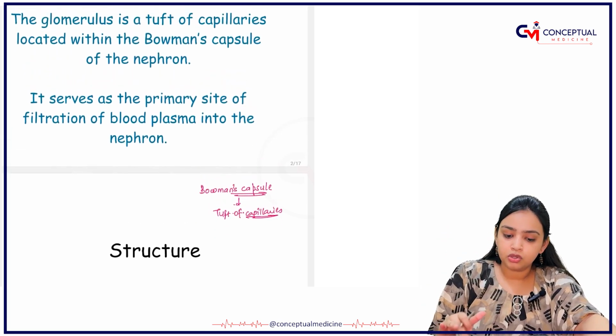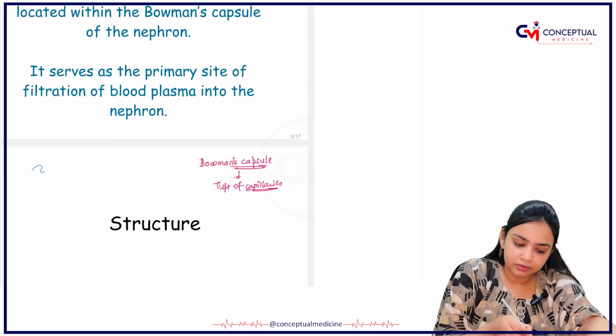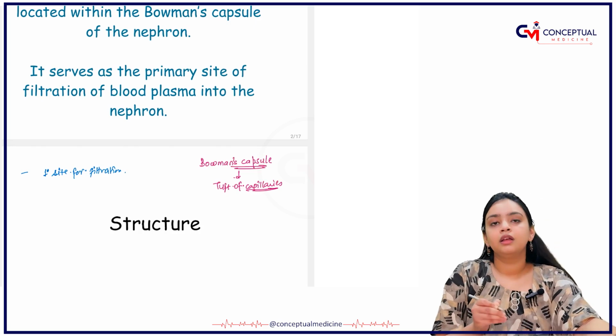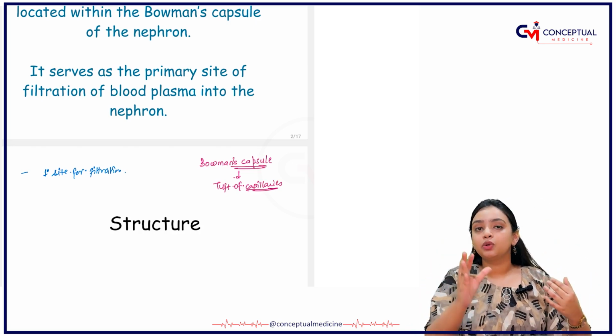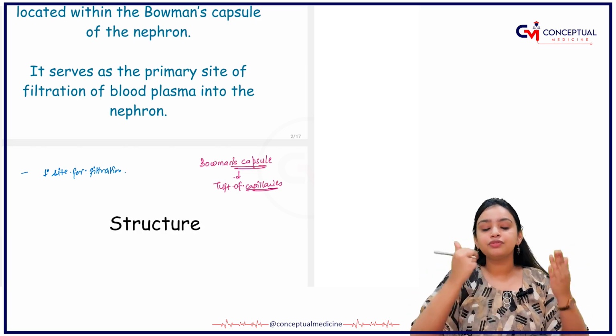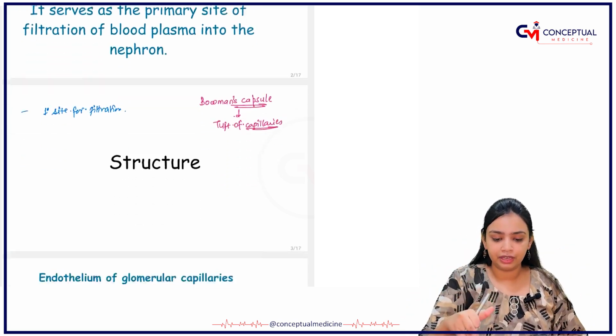Okay. So they basically serve as the primary site for filtration. They are like the ROs that you have in your home for water purification, and they are the ROs for your kidney for the purification.